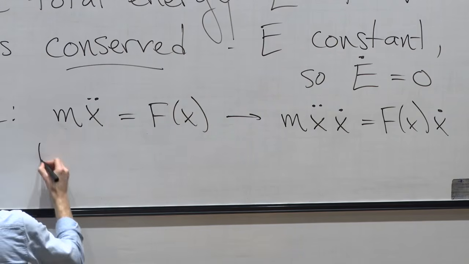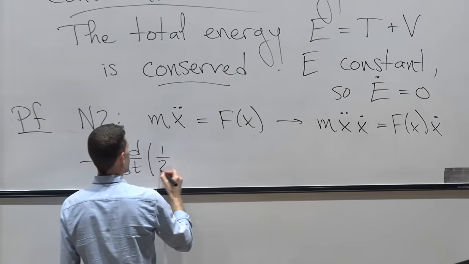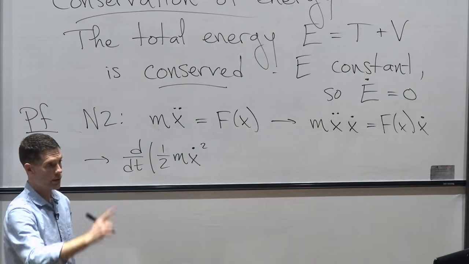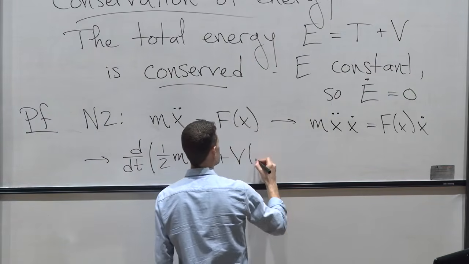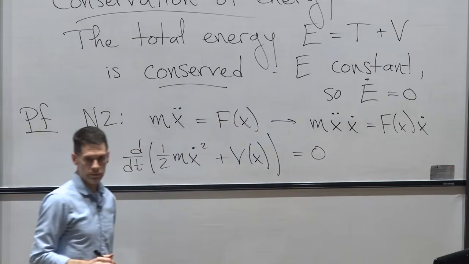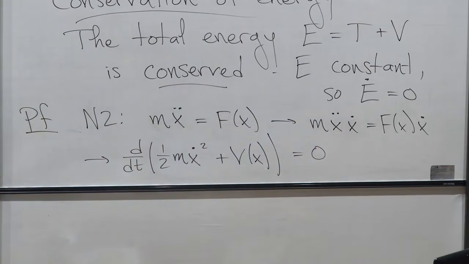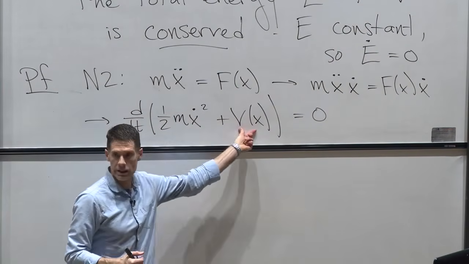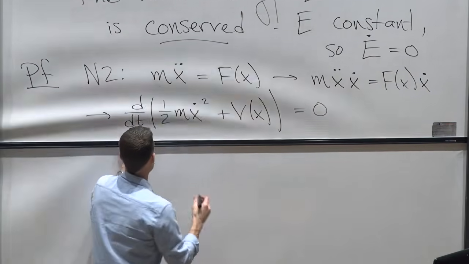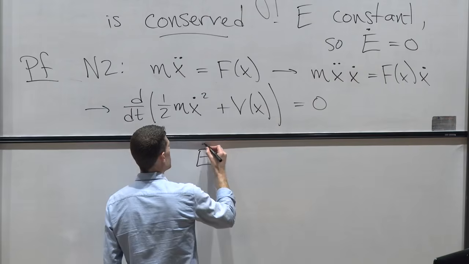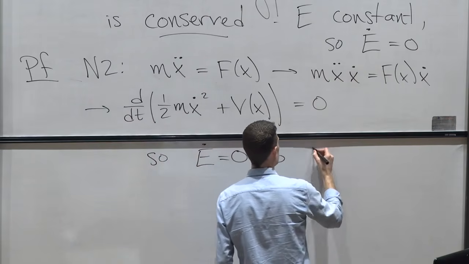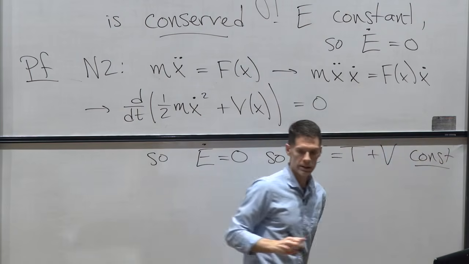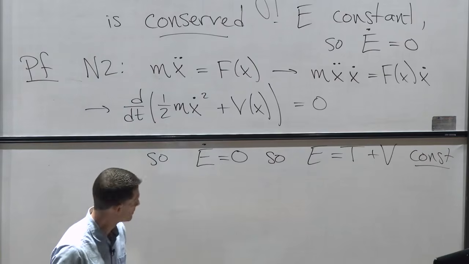So that's the same as d/dt of one half m x dot squared, and now I'm going to bring the minus V over to the left, plus V of x equals 0. But what is that? That's the statement that d/dt of T plus V is 0. That's the total energy. And we get this statement that T plus V is constant.